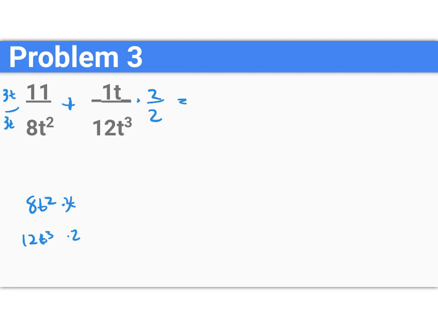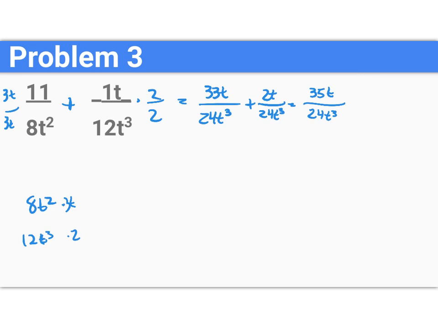So what do we have? 33t over 24t cubed plus 2t over 24t cubed equals 35t over 24t cubed.